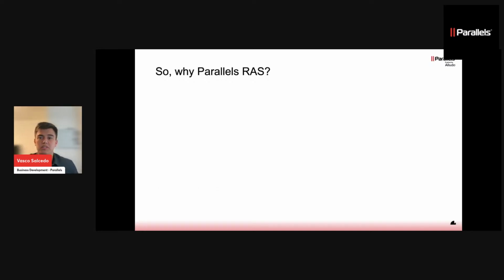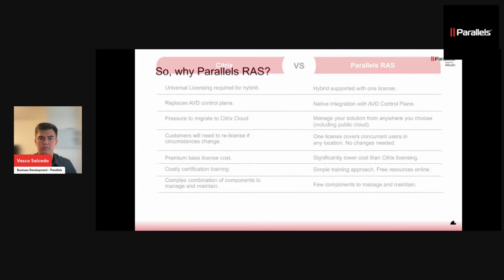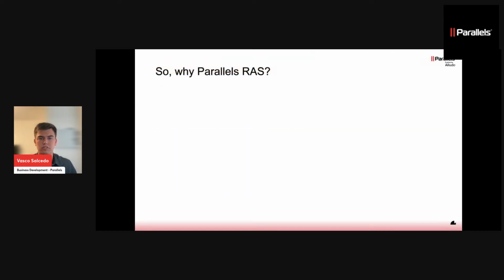So we talked a little bit about the architecture and management of what Parallels RAS is. It's also important to understand why Parallels RAS, right? Interesting. So the slide isn't loading, but I'm happy to talk through it. Essentially, there's a few reasons why Parallels RAS is something that a lot of IT teams turn to. One is the simplicity. So we're easy to deploy, configure, and maintain.